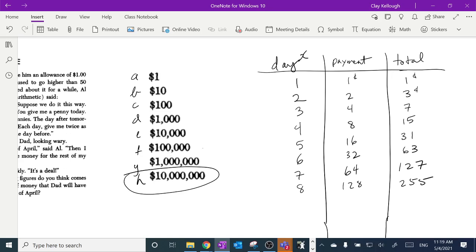Any ideas? X times 2? 2 times 1 is not 1. Now you're saying, somebody kept saying doubling, right? Yeah, you're doubling, but like this is 2 times 1, this is 2 times 2, this is 2 times 4.